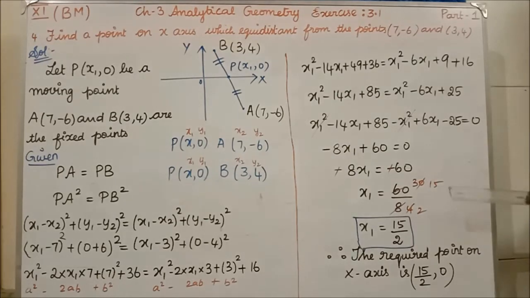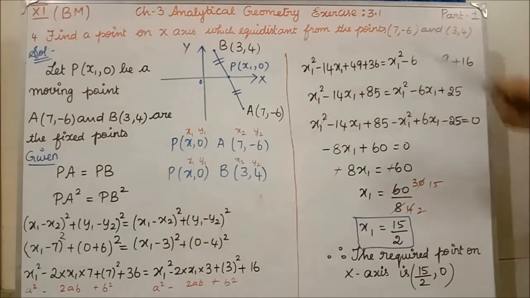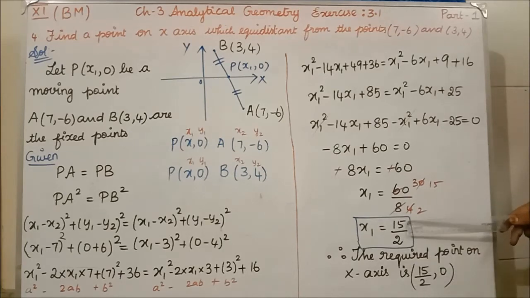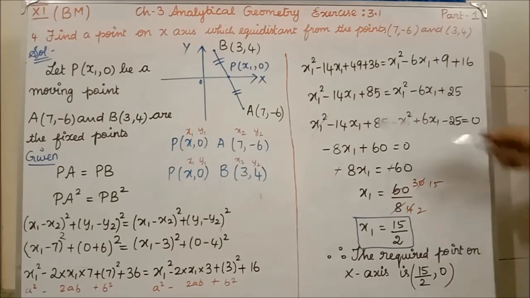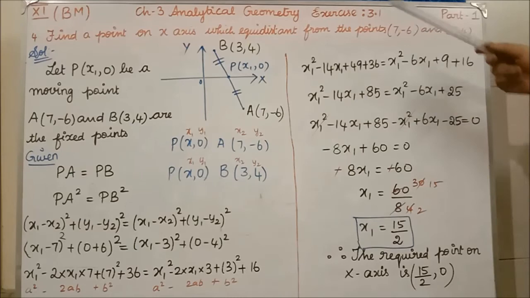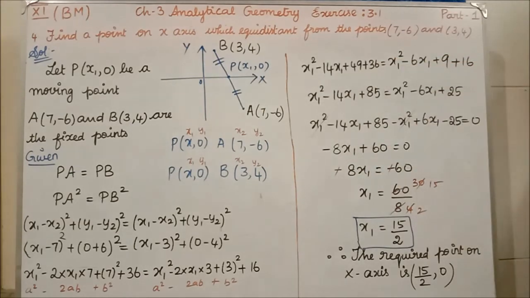First I am cancelling by 2 table, so I am getting 30 by 4. Again I am cancelling by 2 table, and I am getting the answer 15 by 2. So x1 is equal to 15 by 2. Clear? What is the question they are asking? They are asking to find a point on the x-axis, so that point alone we have to find. Therefore, the required point on the x-axis: x1 is 15 by 2, and the y we have taken as 0. So 15 by 2 comma 0 is the required point on the x-axis. Clear students, all of you? The fourth question.